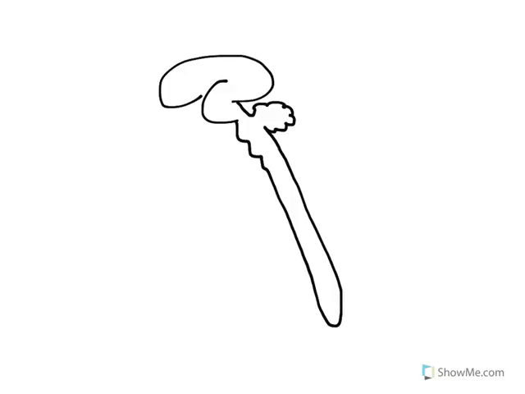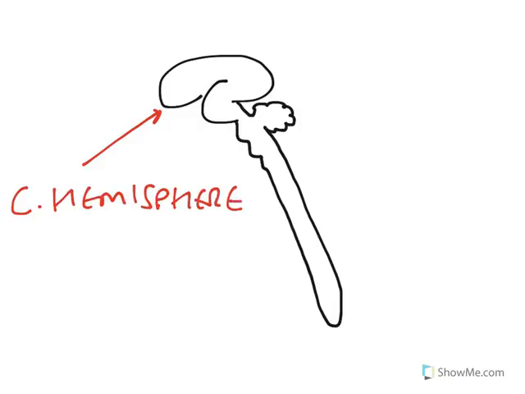Firstly, I'd like to point out this large structure here at the most rostral end of the CNS, which is the cerebral hemisphere. So this is the cerebral hemisphere, and it is within the cerebral hemispheres that most of our higher mental faculties occur. So for example, memory, learning and emotions. And the cerebral hemispheres have a number of different parts to them known as lobes.